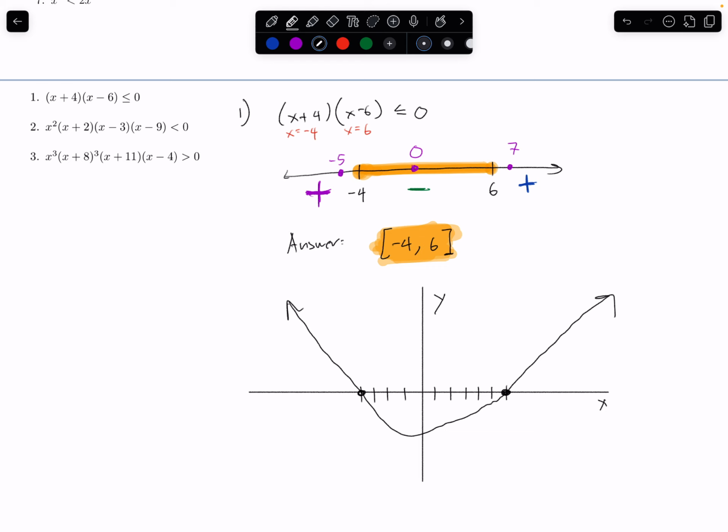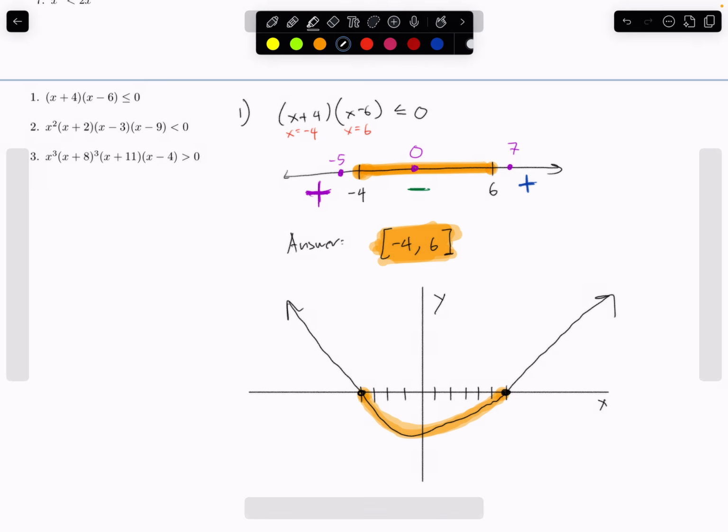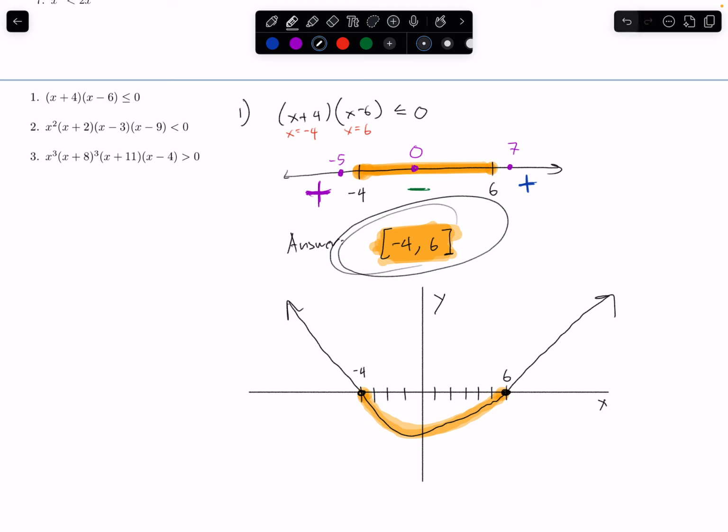Of course, it's not an accurate shape, but in terms of above and below the axis, that should be correct, right? So now I look at this. Where is this less than or equal to 0? It's less than 0 in this region right here, and it's exactly equal to 0 at those endpoints. So notice that matches exactly what my answer was when I did it analytically. Here this is -4, and here this is +6. So again, that matches the answer here.